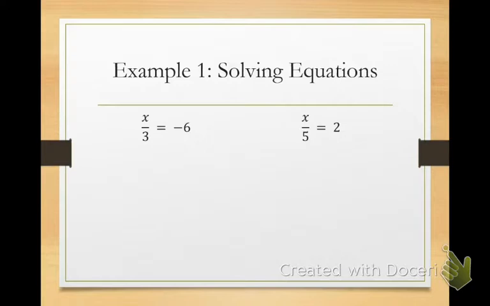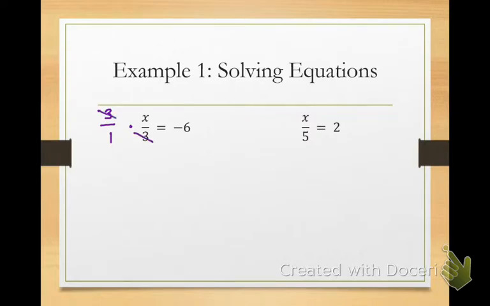Okay, so here's the first question we always ask ourselves. What operation connects my number and my variable together? What do we see here? Division. We see division. What is the opposite of division? Multiplication. So what I must do to get x by itself, to get this number out of the fraction, I must multiply by its reciprocal. Okay? So now they can cross-cancel.